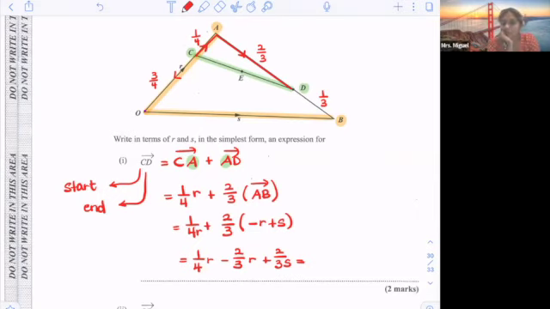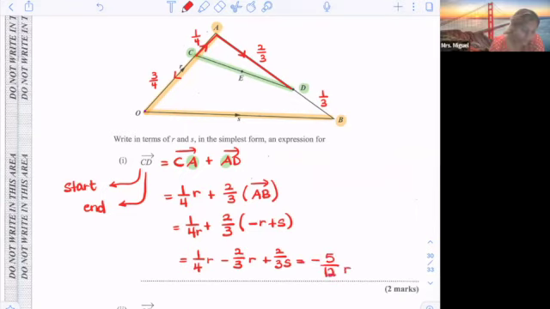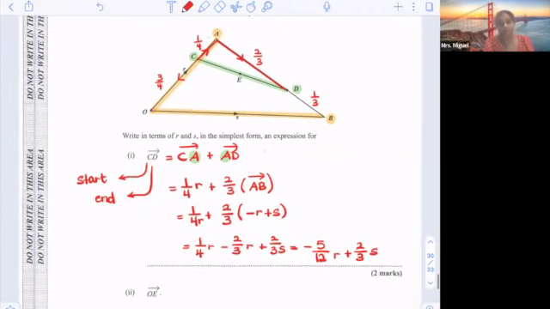How much is a quarter minus 2/3? Use the calculator. Minus 5/12 R plus 2/3 S. Do you all understand how I got that? Yes, miss. All right, so take it out.